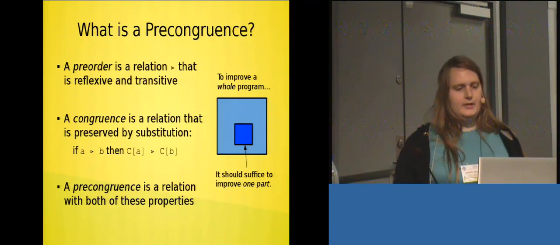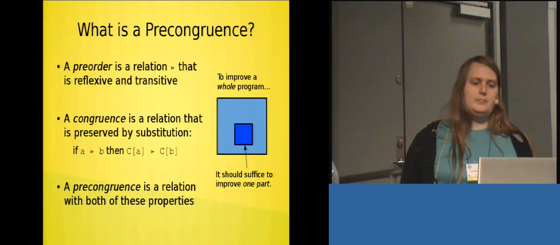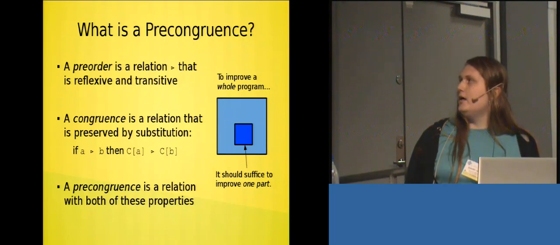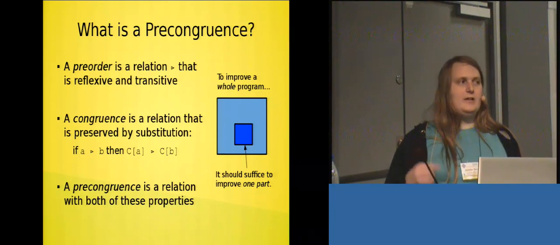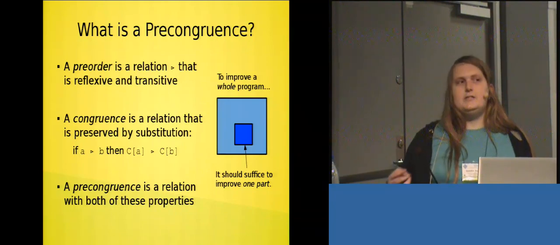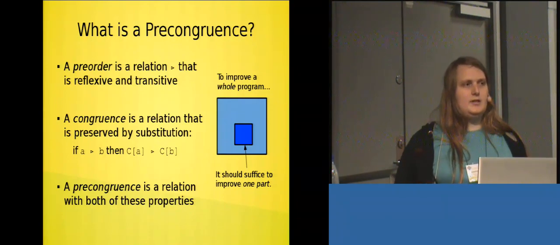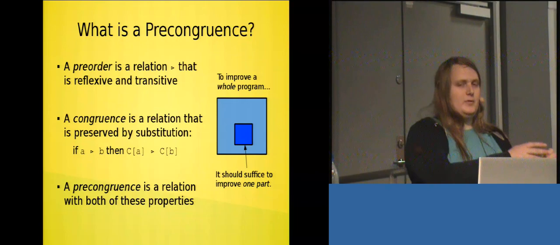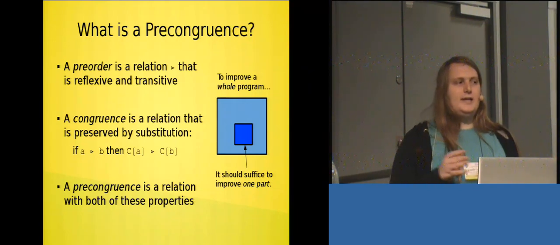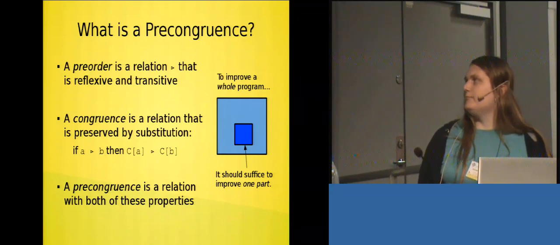So a precongruence is a particular kind of relation. It needs to be, firstly, a pre-order, meaning it's reflexive and transitive, and it's also a congruence, meaning it's preserved by substitution. So the reflexive and transitive captures fairly intuitive ideas of what an optimization should be. We should say that there should be some obvious relationship between a program's efficiency and its own efficiency. And if we improve a program twice, we would like it if the whole thing was the same thing as improving it overall.